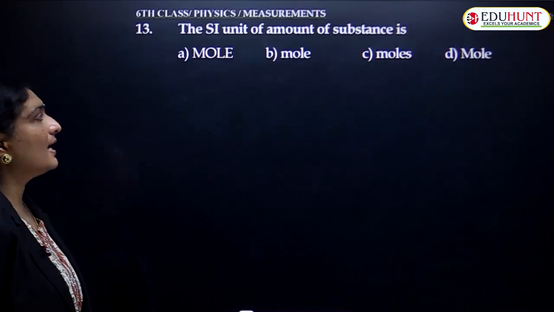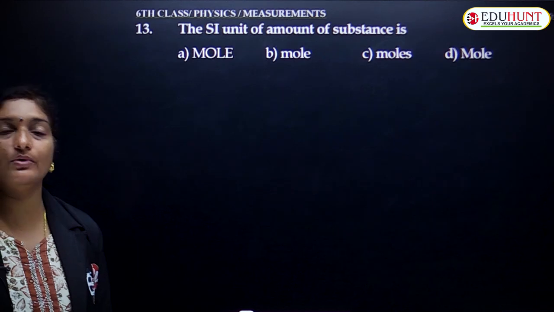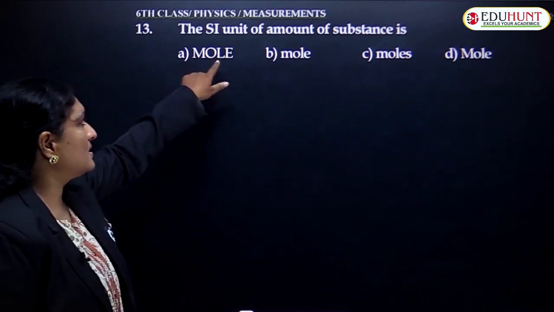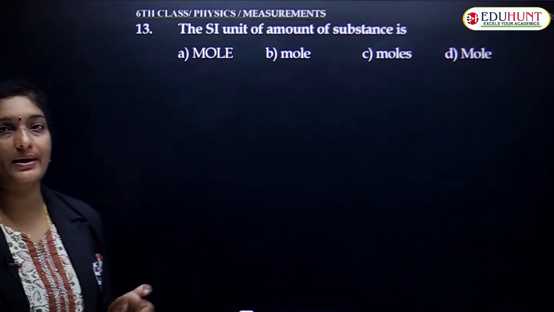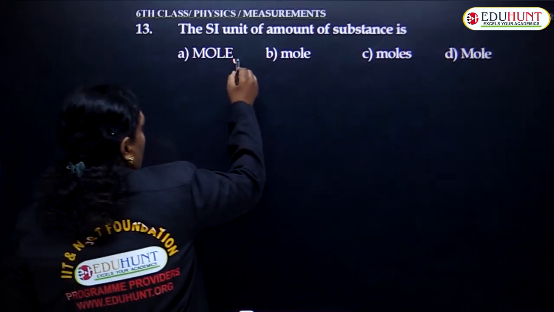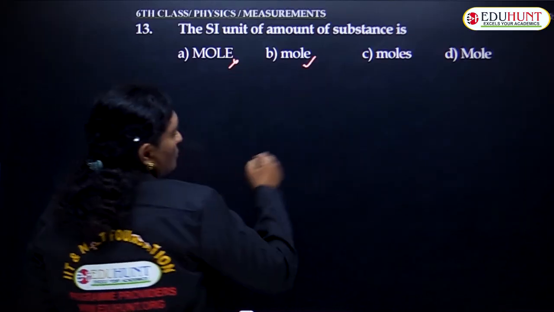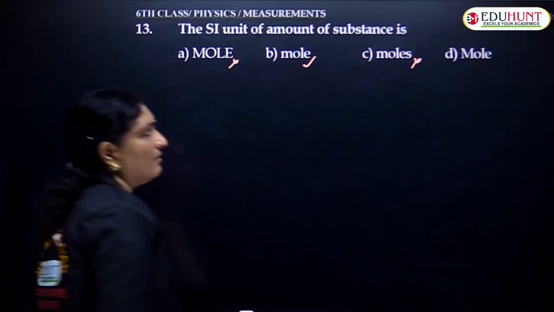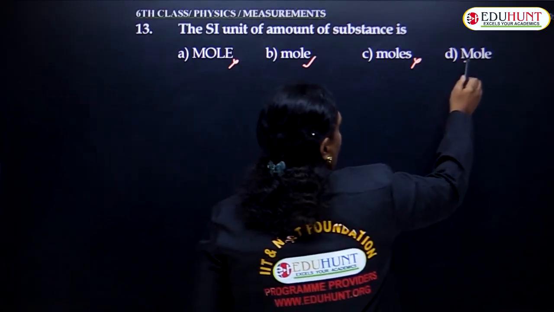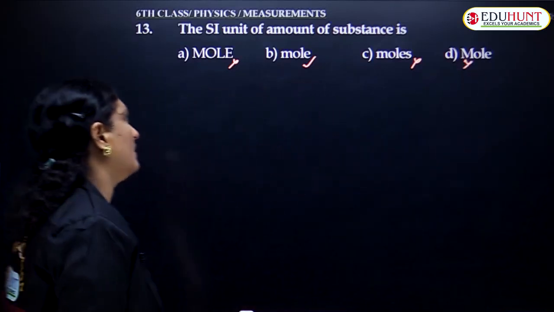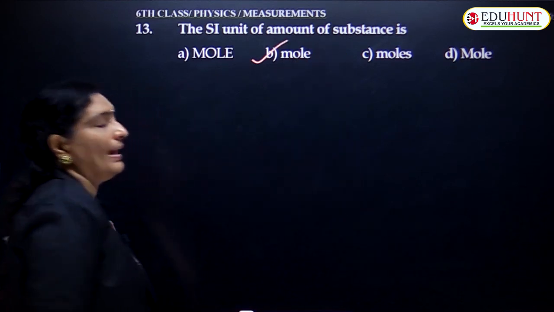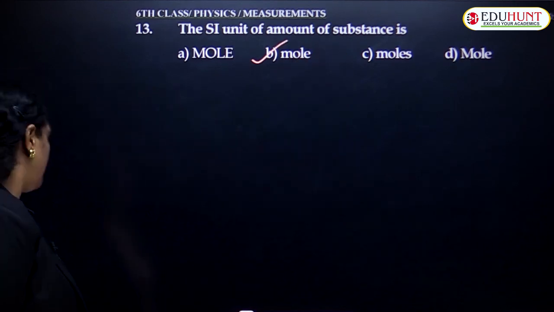Moving ahead, the SI unit of amount of substance is... we know that amount of substance is measured in moles. Here, mole was written in capital letters. Whenever we write units, we should never write them in capital form, so the first option is a wrong approach. Mole, of course, is true. There should not be any plural form when writing units, so the third option is wrong. And here they have used a capital M, hence this one is also a wrong approach. The only correct option among the 4 is M-O-L-E written in small letters, that is option number B.